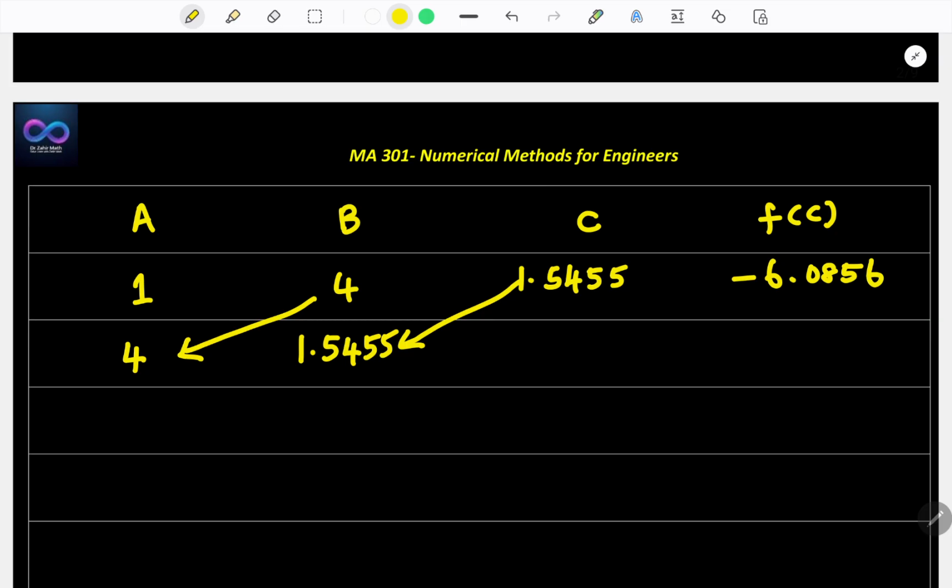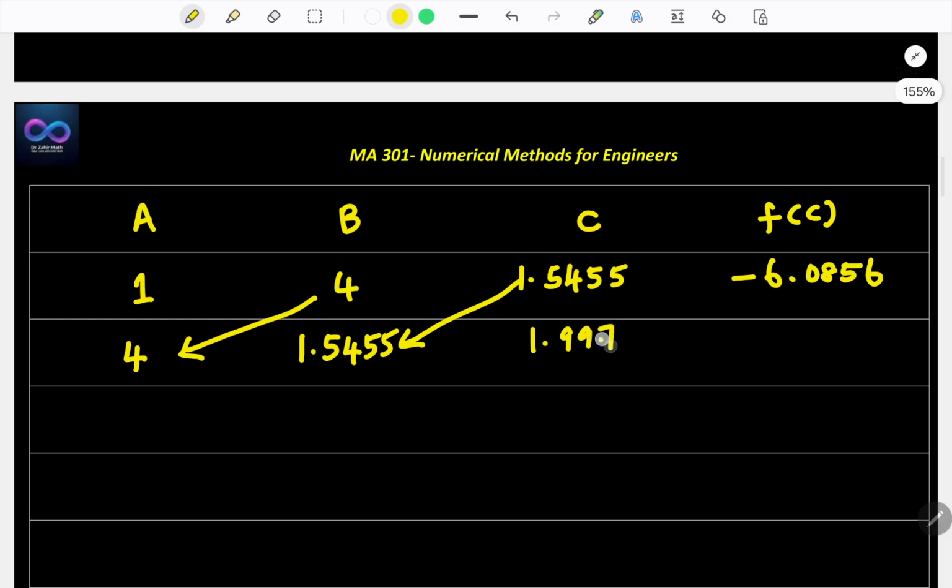A is equal to 4, B is equal to 1.5455, press equal, and you will get C as 1.9970. Again press equal, I'm getting negative 5.0121. What will be the next one? Next, you take this value here and this value here, irrespective of minus or plus, no problem. If positive is coming or negative is coming, you have to follow this method.